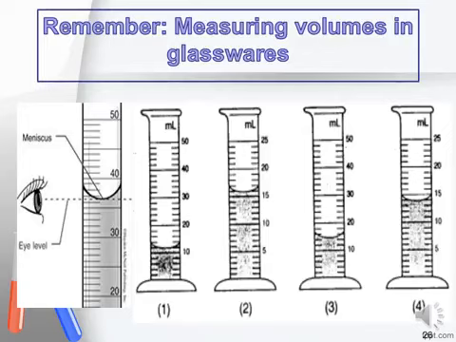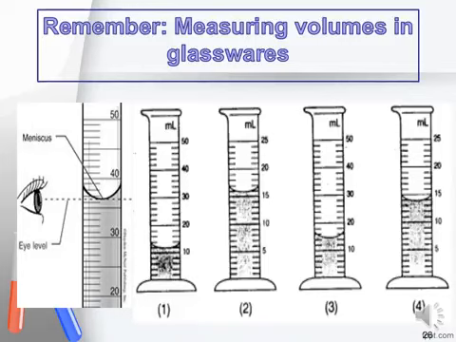Now I'm going to show how to measure volume in glassware. First, water in glassware or in a glass cylinder has surface tension. The surface tension of water makes it act like a meniscus. Water in a glass cylinder, by its surface tension, will give a meniscus.